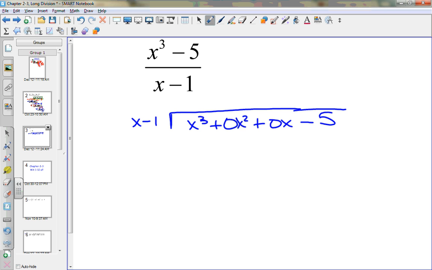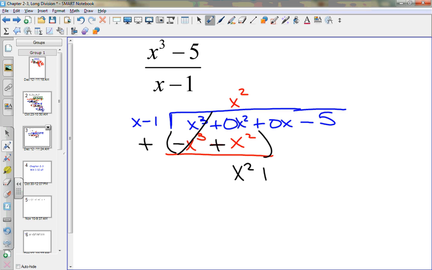So what do I multiply x by to get x cubed? X squared. I'm going to multiply by x squared. So x squared times x is x cubed. X squared times negative 1 is minus x squared. What do I do? Vertically, subtract. So if I'm subtracting a quantity, yes, I'm going to change the signs. Do we see that? This is gone, and I'm left with x squared plus 0x minus 5.